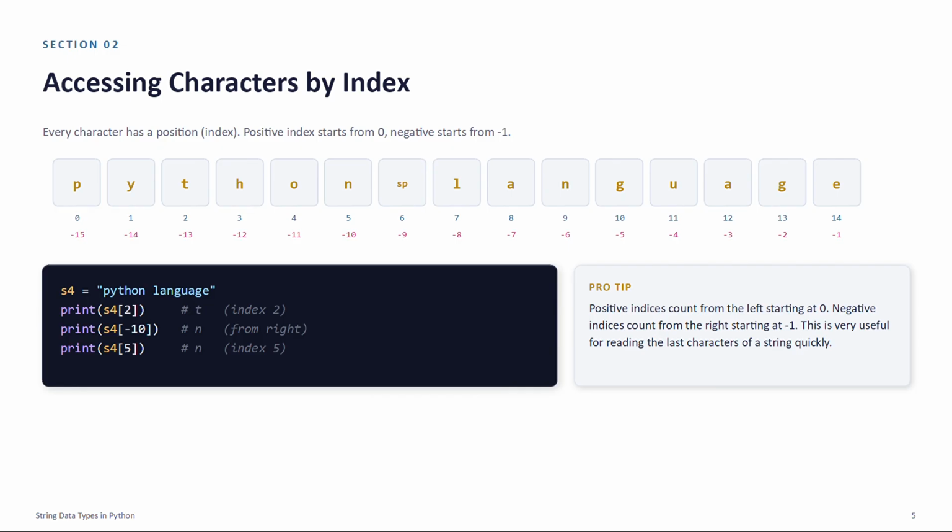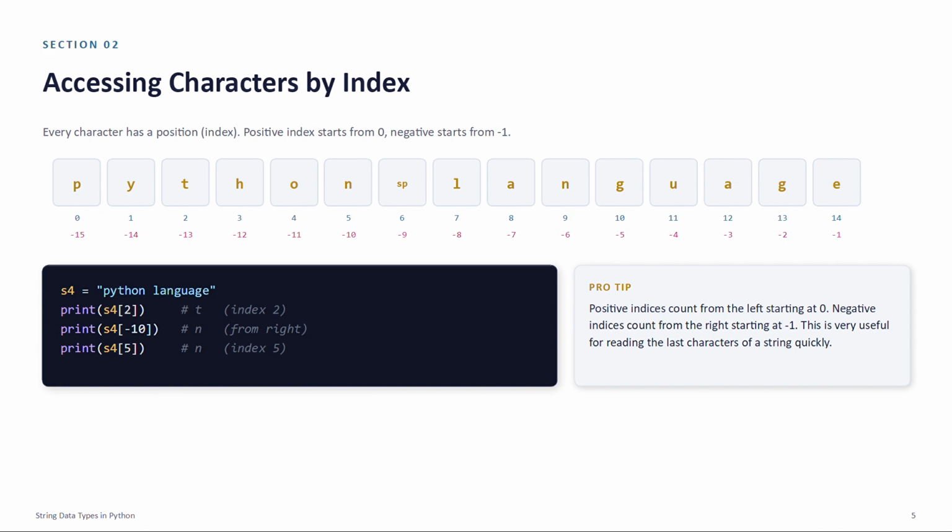So if you count from 0, so 0, 1, 2, so T will be printed. If you count -10, it goes from the right-hand side to the left-hand side. So the -10 output will be N, that is from the right side, and s[4] means it is starting from the left-hand side. Here the spaces in between are also available in the Python language, so space is also calculated as an index or as a character. So positive indices count from the left starting at 0 and negative indices count from the right starting at -1. This is very useful for reading the last characters of a string quickly.